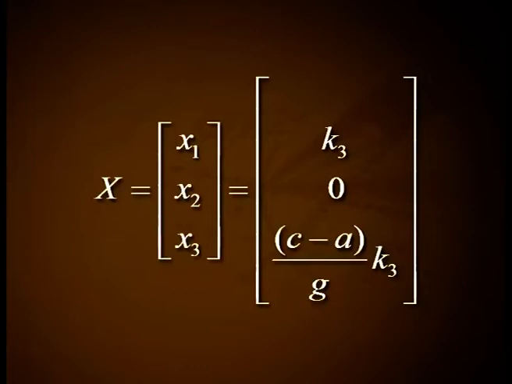Here the rank of the coefficient matrix is 2, and putting arbitrary value to n minus r, which is equal to 3 minus 2 equal to 1 variable, say x1 equal to k3, we obtain the matrix x equal to the matrix [x1, x2, x3], which is equal to the matrix [k3, 0, (C minus A) by G into k3].